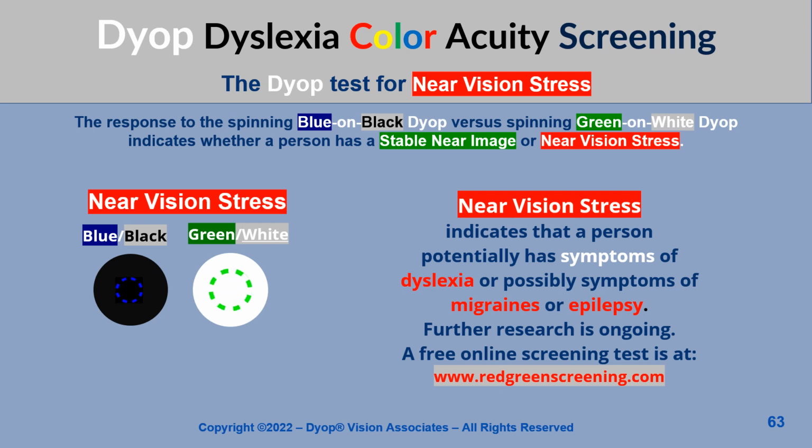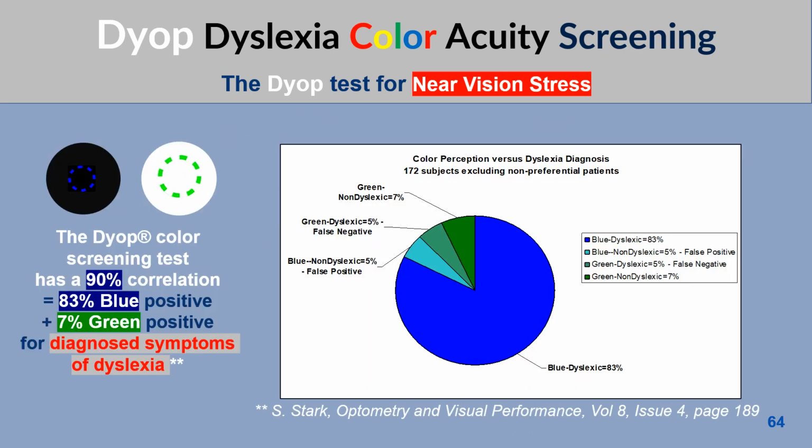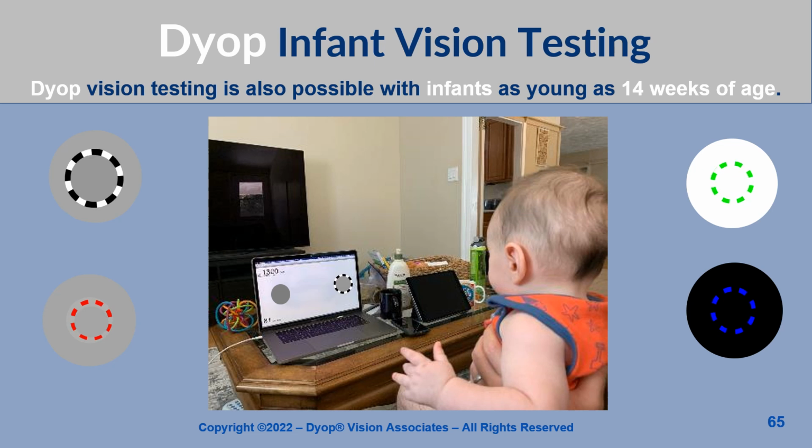An online version of the test is at redgreenscreening.com. How well does the color screening test work? The Dyop color screening test with a blue on black versus a green on white spinning Dyop has a 90% correlation for diagnosed symptoms of dyslexia. Dyop vision testing is also possible with infants as young as 14 weeks of age.